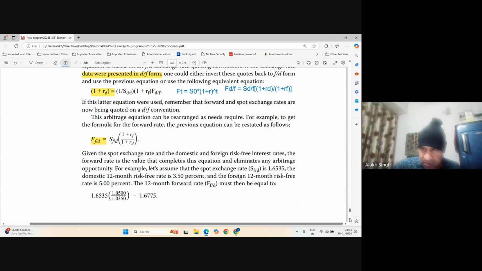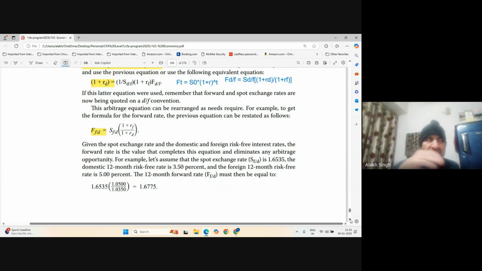So the theory is that when the domestic interest rate is higher than the foreign interest rate, people will invest in, and the domestic currency will depreciate. The country whose interest rate is higher, that currency will depreciate as per the forward rate.